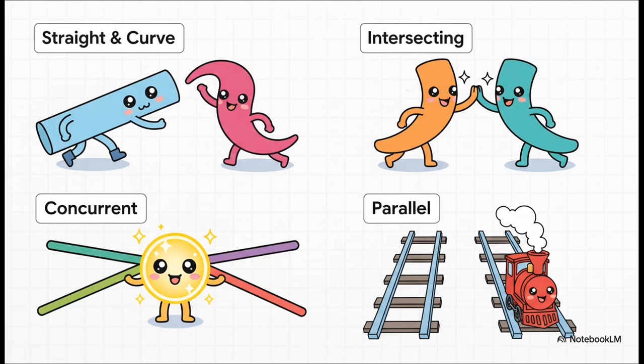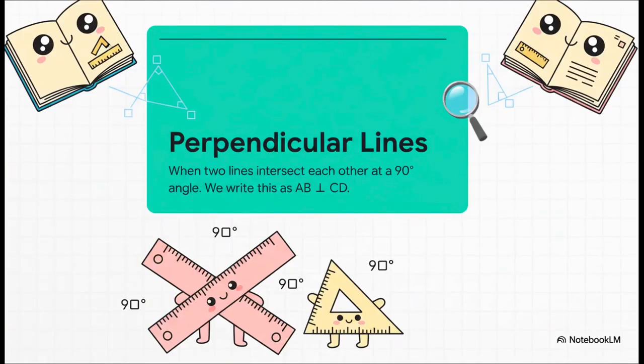And then you have parallel lines. The perfect example? Railway tracks. They journey alongside each other, always keeping the exact same distance apart, but they are destined to never ever meet. Now, there's a really special case of intersecting lines, perpendicular lines. They don't just cross paths, they meet at a perfect 90-degree angle. They form that clean, crisp corner you see on the edge of a book or a box.